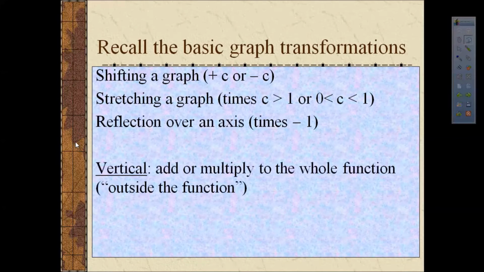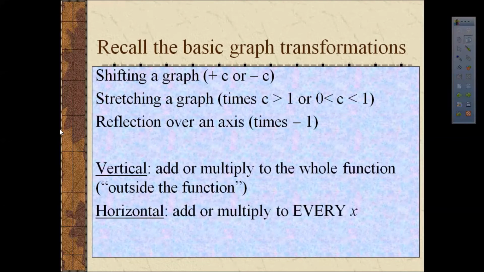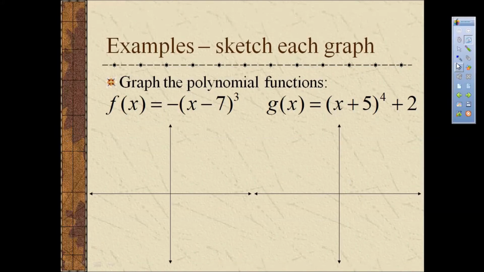Remember, any vertical transformation happens by adding or multiplying the constant to the whole function, or kind of outside the function. Any horizontal transformation happens by adding the constant or multiplying the constant to every x in the function. So we sort of say that happens inside the function. Now let's use all these concepts to get a basic outline of what these graphs would look like. Here are a couple of examples.